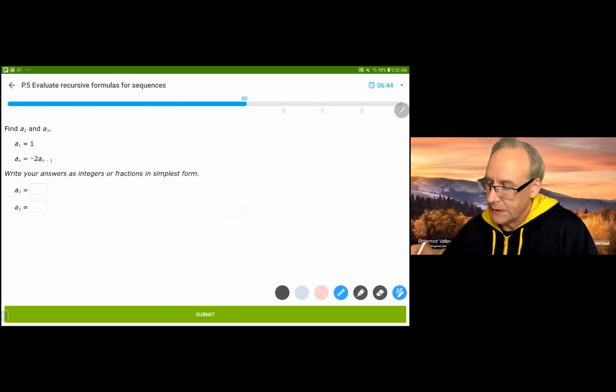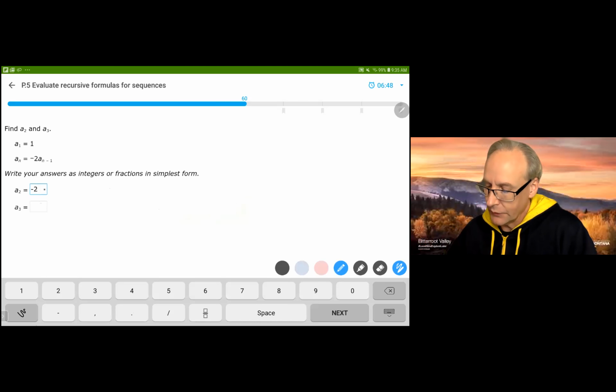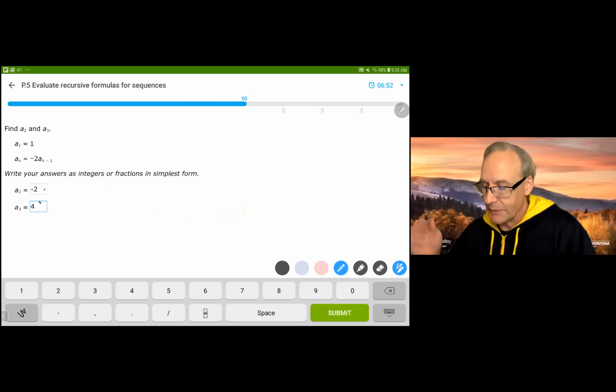We're going to start at 1, and we're going to multiply by -2, which gives us -2. And we're going to multiply by -2, and that's going to be +4. Remember that when you multiply by a negative number in a geometric series, they alternate negative, positive, and so on.